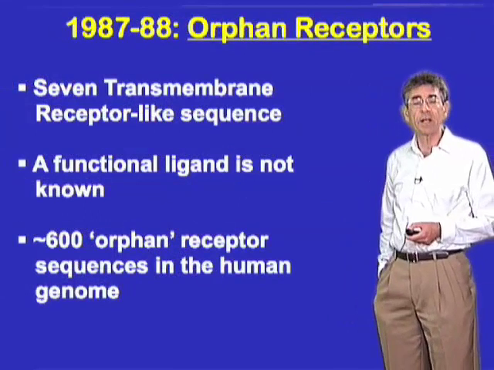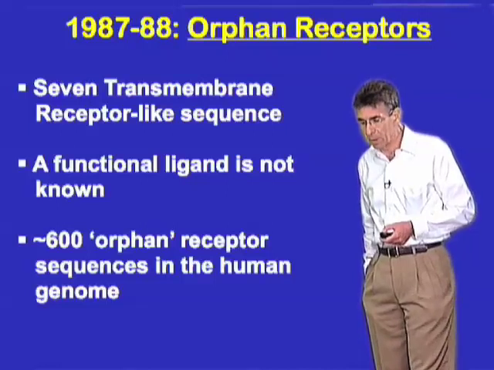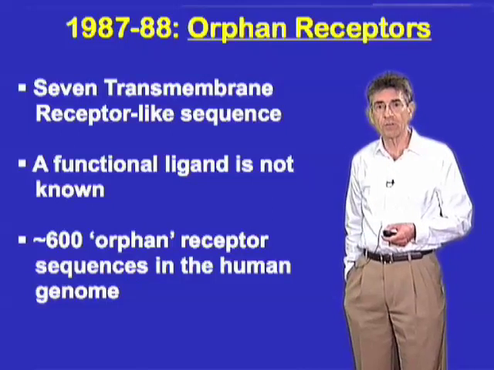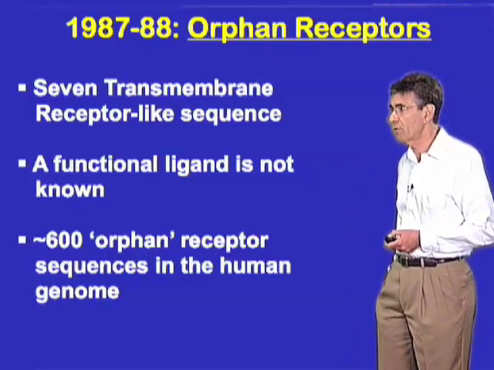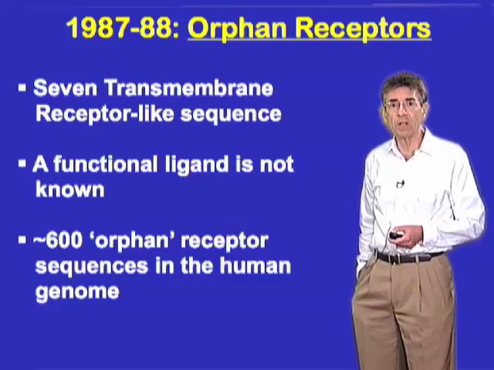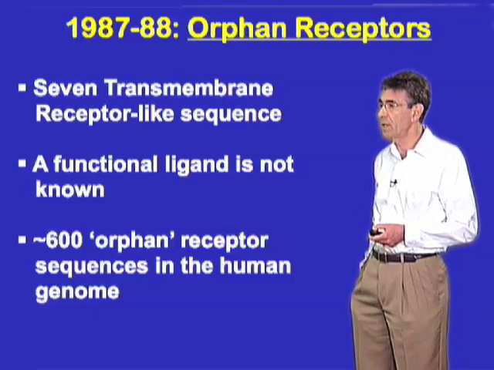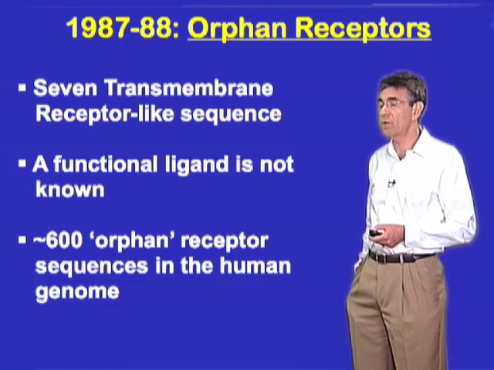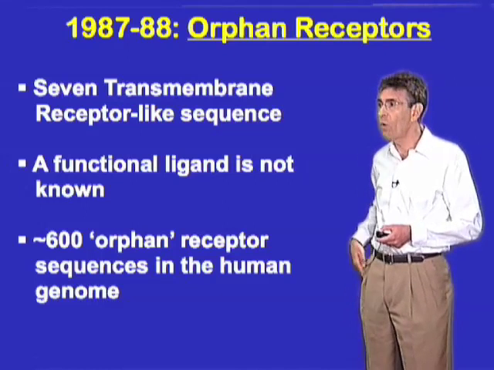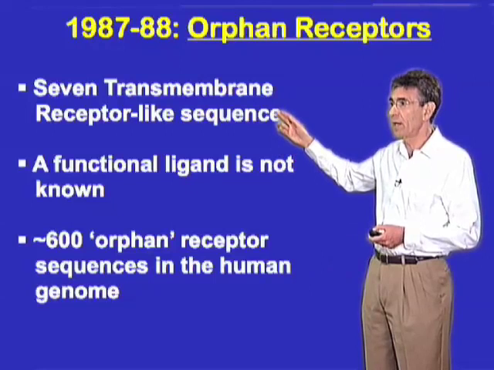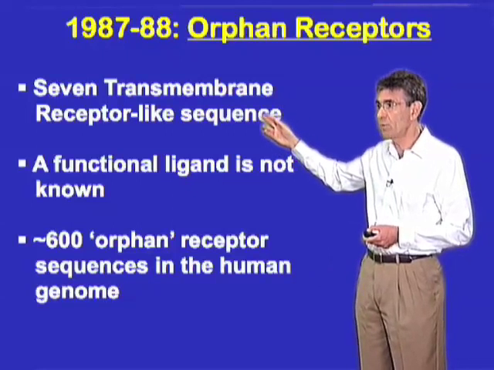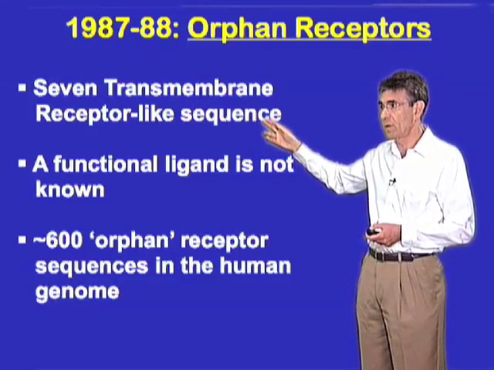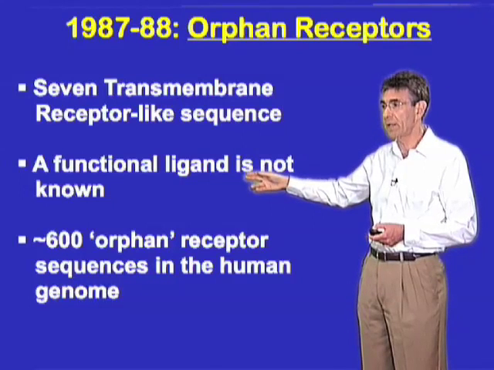Now, one interesting consequence of the very rapid cloning in the late 80s and 90s of dozens and dozens of these 7 transmembrane receptors was the development of the concept and the acknowledgement that there was a large number of so-called orphan receptors. So orphan receptors are sequences which seem to encode 7 transmembrane receptor-like proteins for which a functional ligand is not known.